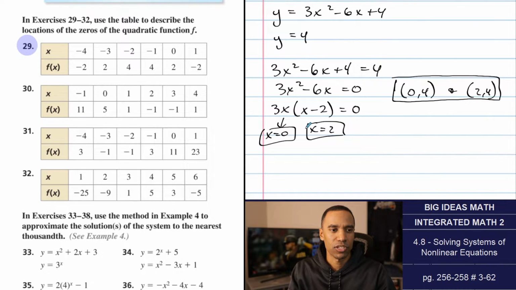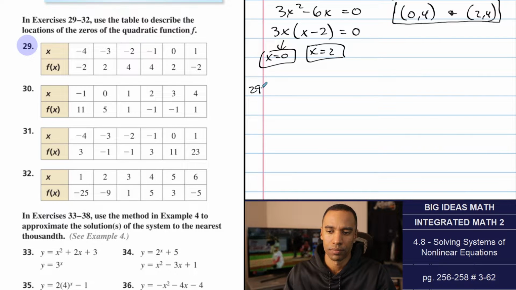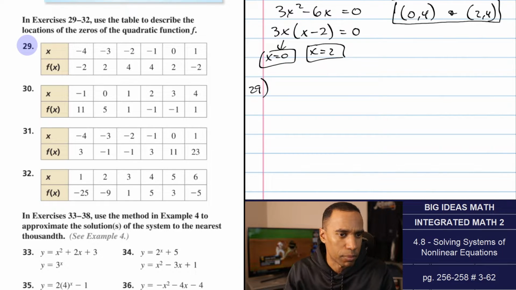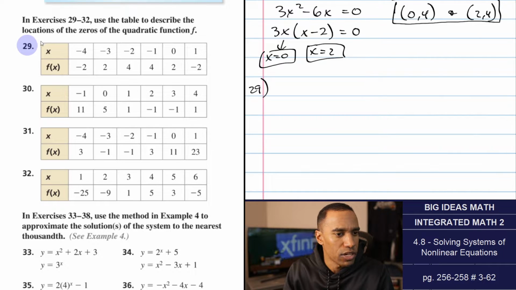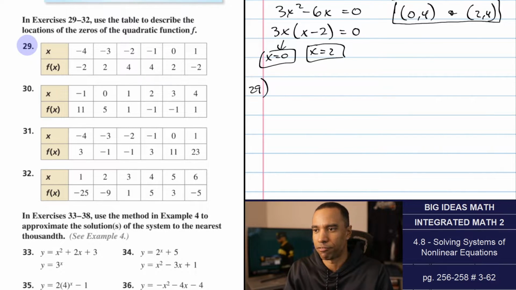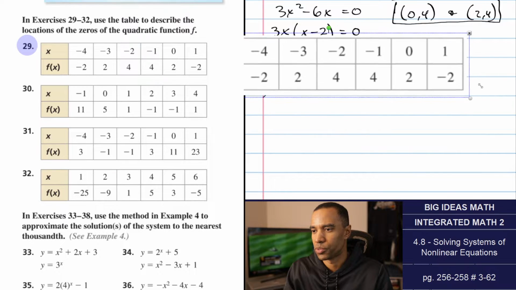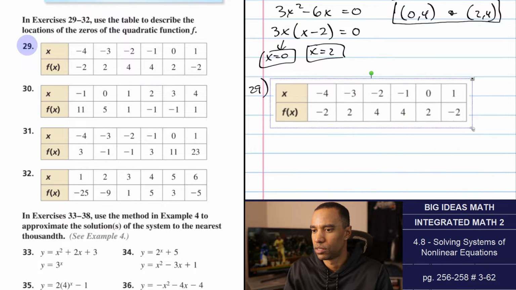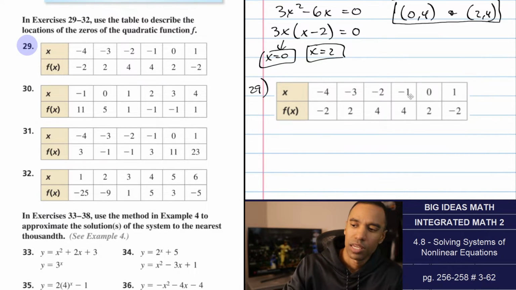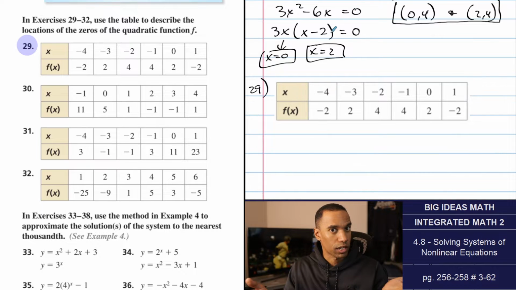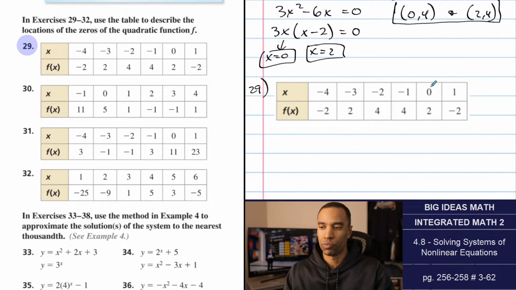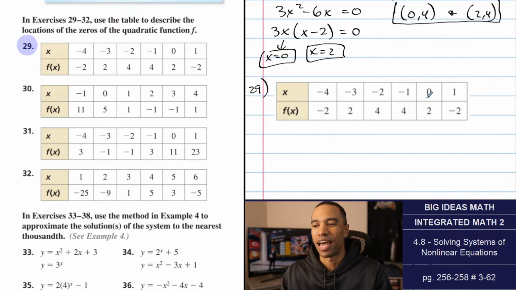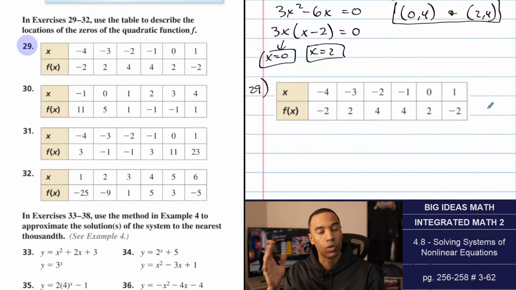Okay, 29. In exercises 29 to 32, I'm not going to rewrite the table, but I'll copy it. Use the table to describe the locations of the zeros of the quadratic function f. Locations of the zeros. All right, so in this first one, it's a quadratic, a parabola, right? They give you one of the zeros right here. Excuse me, that's not correct. That is a y-intercept. You want to find where y equals 0.